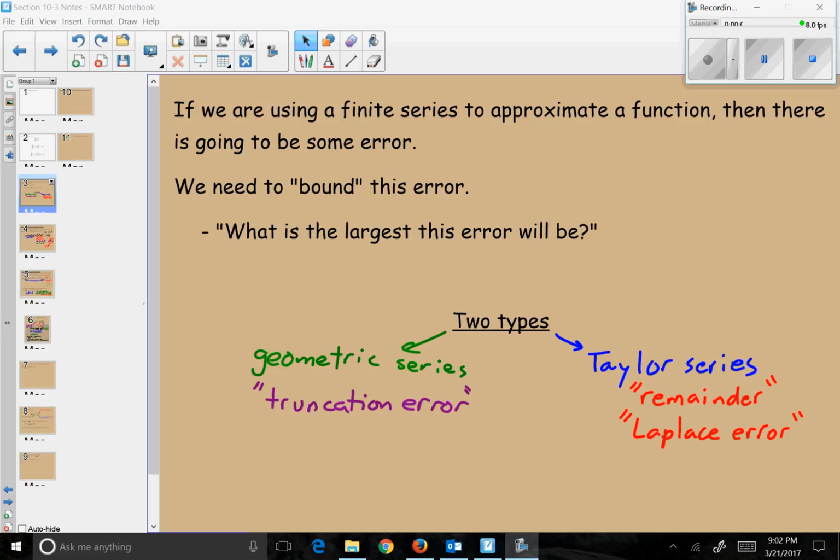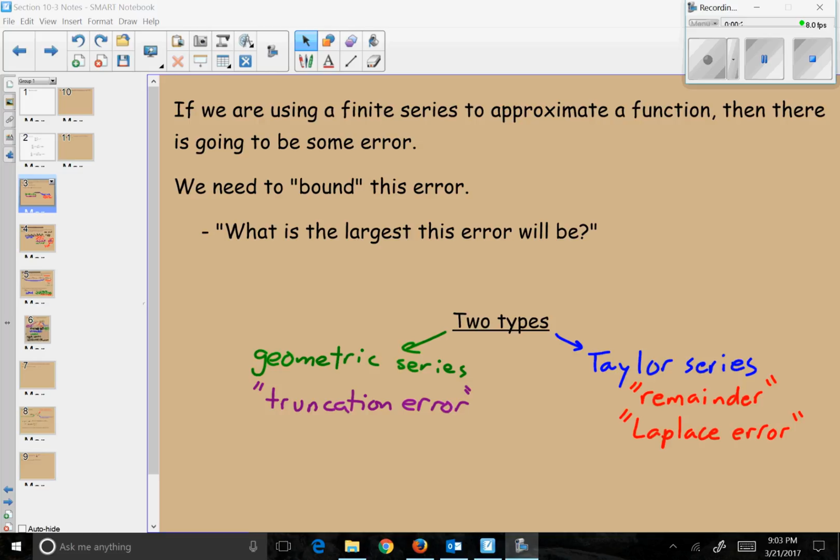So I want to continue talking about errors for finite series here, because again, this is going to have an effect when we start talking about whether an infinite series converges or not. In the last video I talked about how we can bound the error, in other words, find the largest error for a geometric series that's finite, what we called the truncation error.